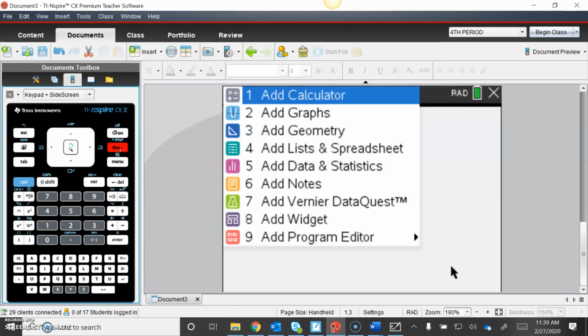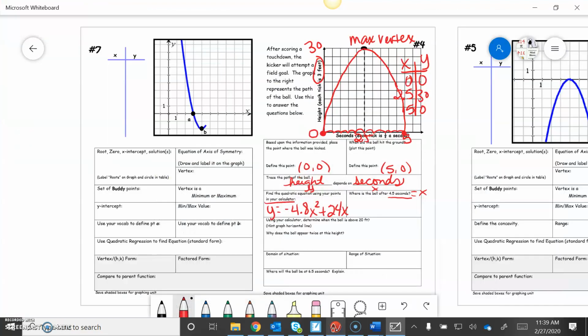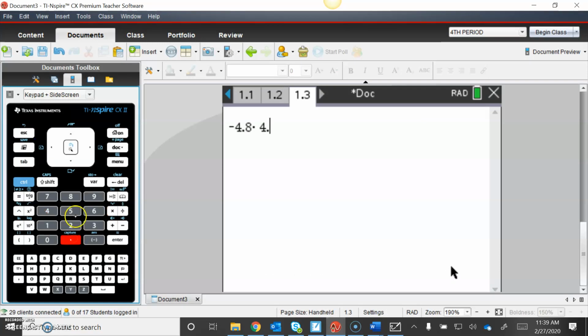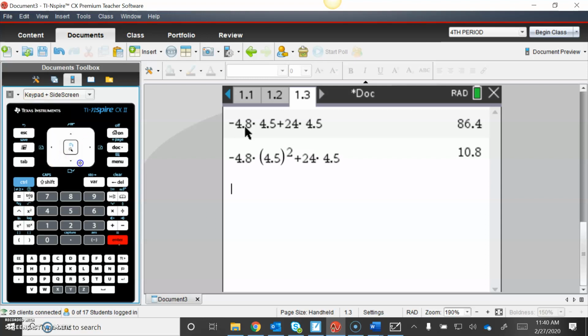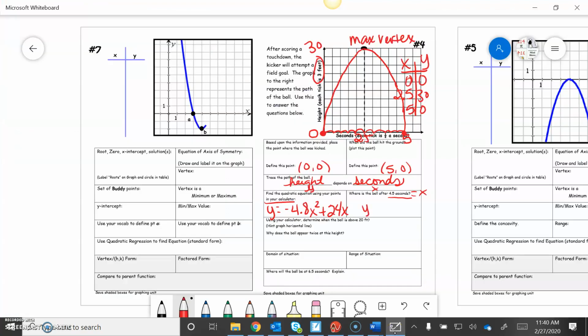Now something else we could do is on our graphing calculator, we could say negative 4.8, which was again our a value. And if we're saying x is 4.5, then we could say times 4.5 squared plus 24 times 4.5. Oh, I forgot my squared again, I apologize. It's supposed to be 4.5 squared. And then we get 10.8 as well. So we could say y is 10.8, and this was feet.